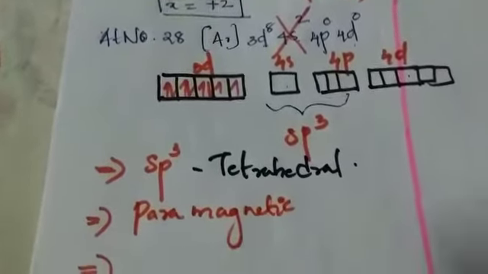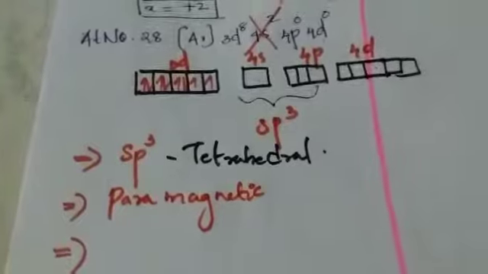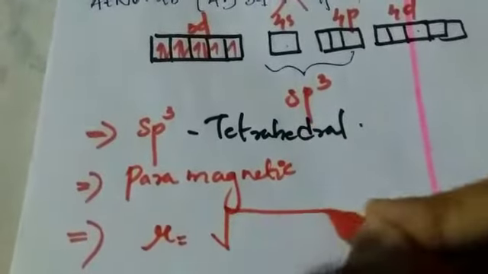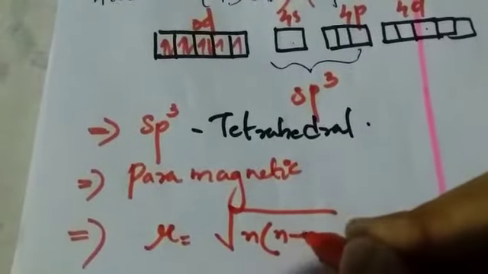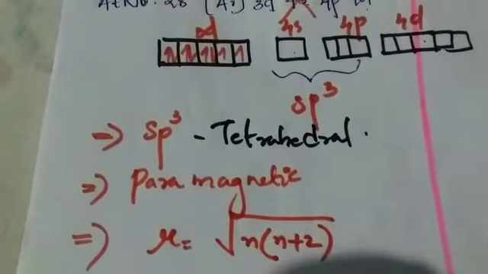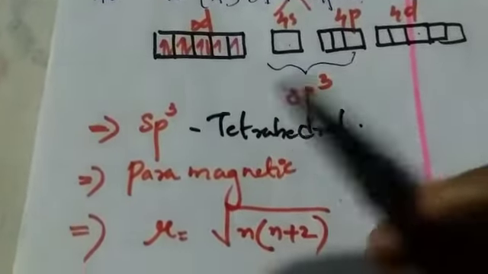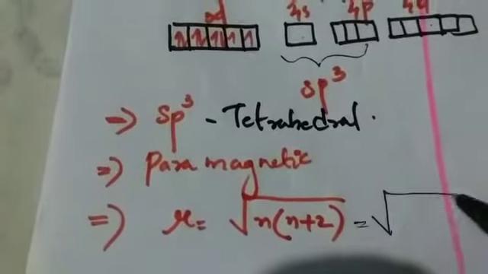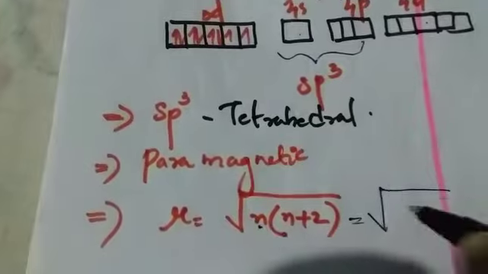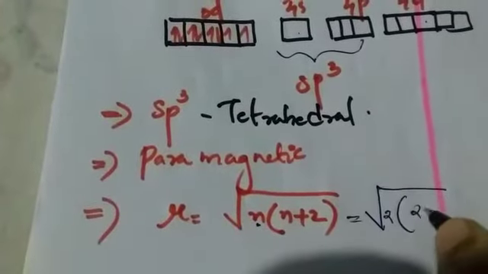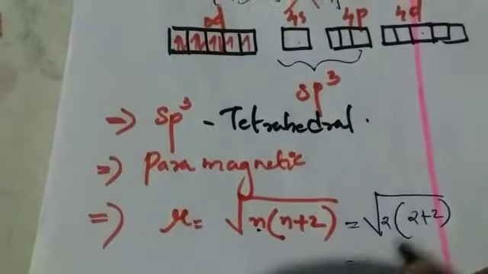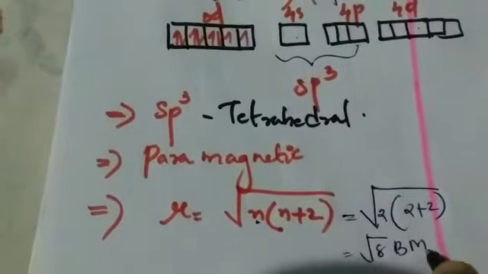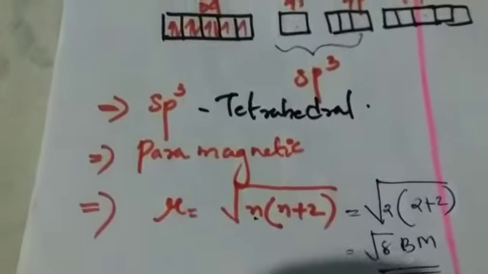Then the magnetic moment is mu. Mu is equal to root of n into n plus 2. So now how many unpaired electrons? 2. So root of 2 into 2 plus 2, n is the number of unpaired electrons. 2 into 2 plus 2, root 8. So the magnetic moment is root 8.